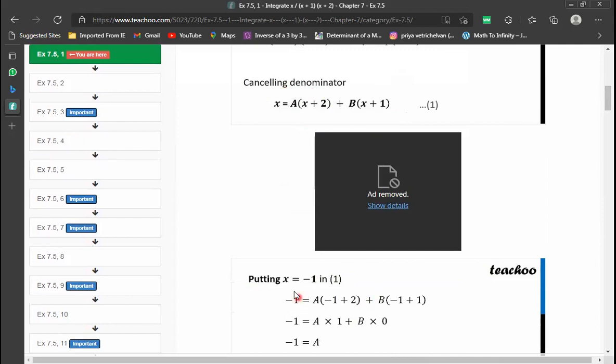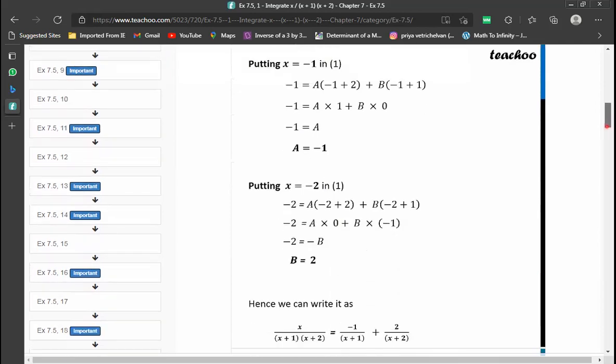Okay. So when you substitute x as negative 1 in this, b turned into 0 and a became a into minus 1 plus 2, which is plus 1. So a into 1 is a equal to minus 1. So we found the value of a.